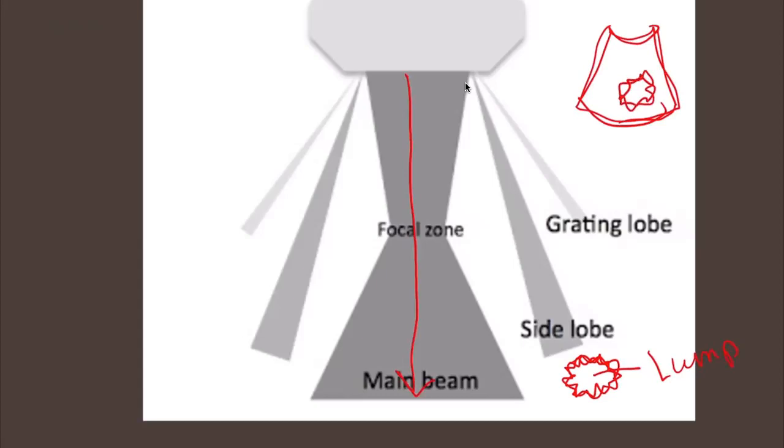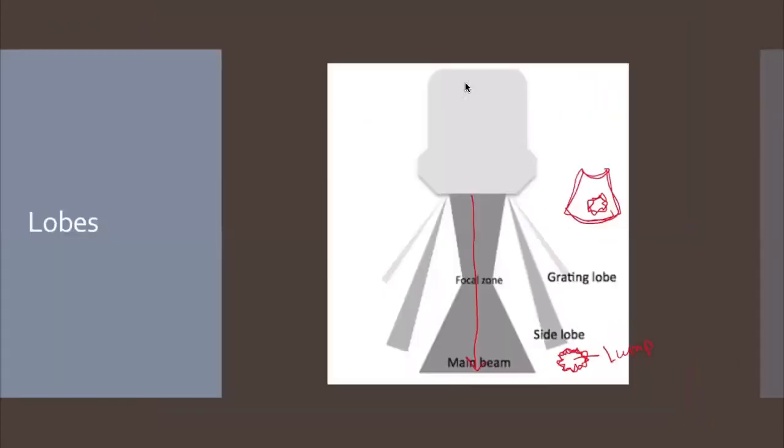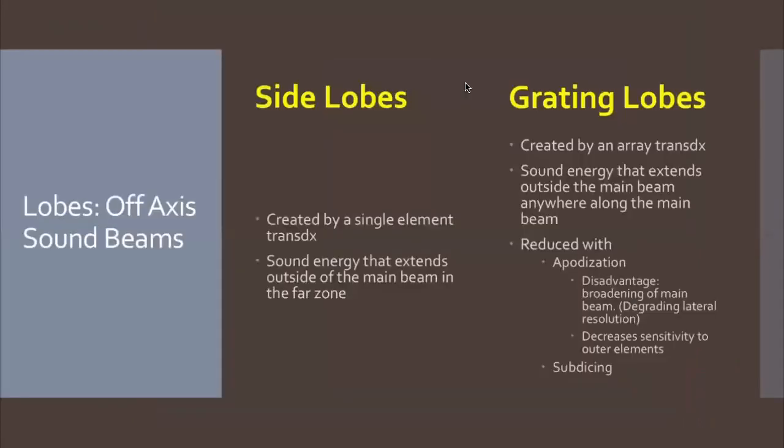The lobes themselves don't typically add anything to your image. They don't really affect your image typically, but every once in a while they do. So manufacturing companies want to get rid of this as a possibility. So I'm going to talk to you guys about how they can actually get rid of them. There are 2 types of lobes: side lobes and grating lobes.